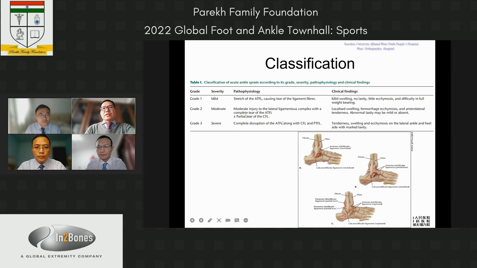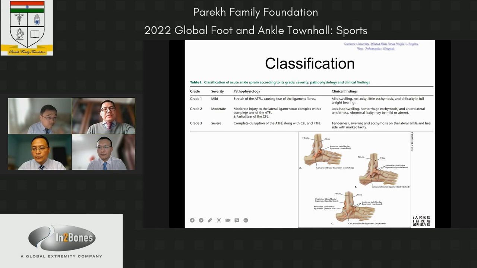The clinical findings are localized swelling, hemorrhage, ecchymosis, and anterolateral tenderness. Grade three is the severe ankle sprain, with complete disruption of the ATFL along with the CFL and PTFL, and swelling and ecchymosis on the lateral ankle. We can use some specific examinations. The anterior drawer test can be performed to evaluate the competency of the ATFL. The talar tilt test can assess CFL laxity. Ottawa ankle rules are commonly used in assessing ankle sprain and can also help in deciding when radiographic studies are indicated in patients.